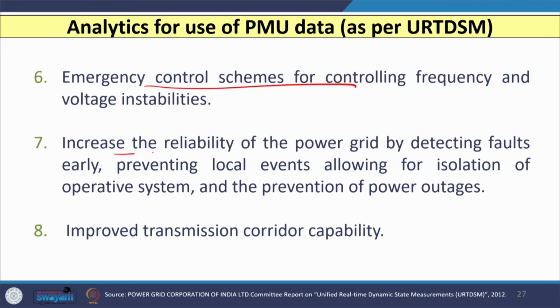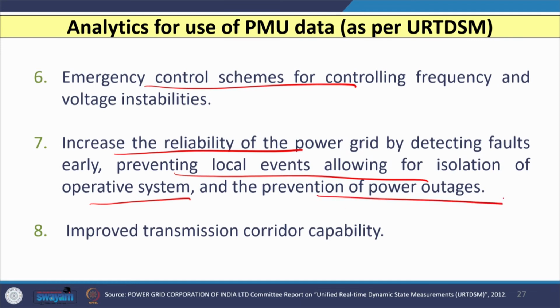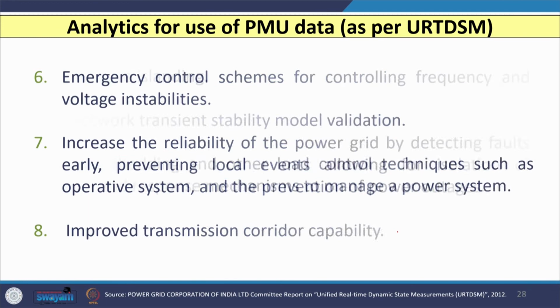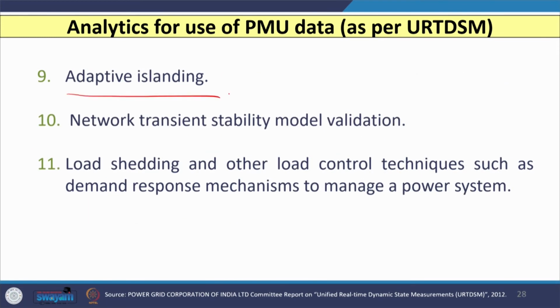We can also increase the reliability of power grid by detecting the faults at early stage, preventing the local events, allowing for isolation of operative systems and maybe for the prevention of power outages. And we can also use the PMU data for improved transmission corridor capability. Maybe if we wish to achieve the concept of adaptive islanding, that is also fulfilled using PMU data. Network transient stability model validation is also possible, and we can also use it for load shedding and other load control techniques such as demand response mechanism to manage the power system.